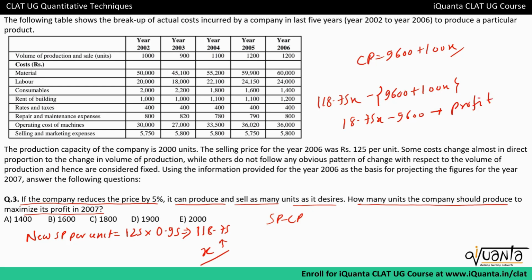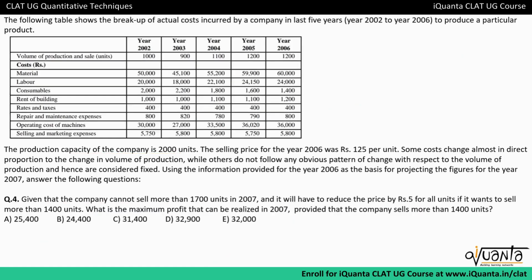Now we need to maximize this profit. So if we want to maximize the profit, I should maximize the value of X. What can be the maximum value of X given in the question? It was given that production capacity of the company is 2000 units. So for maximum production, we should produce 2000 units. Option E will be the correct answer. Let's solve the last one now.